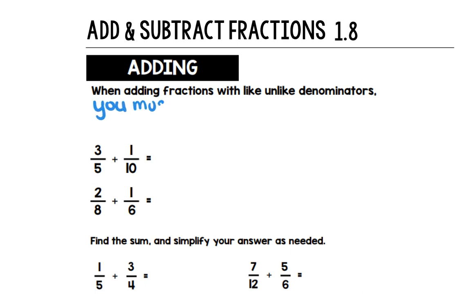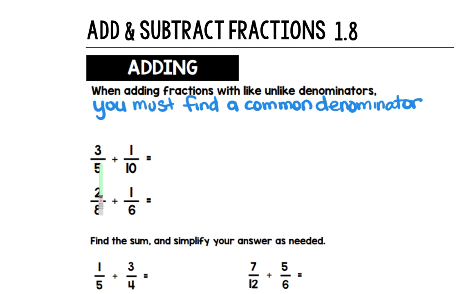You must find a common denominator. You're going to rewrite each fraction with that common denominator. So for example, we're going to look at 3/5 and 1/10 right here. Common denominator, so you're looking for the least common multiple of 5 and 10, and that's going to be 10.